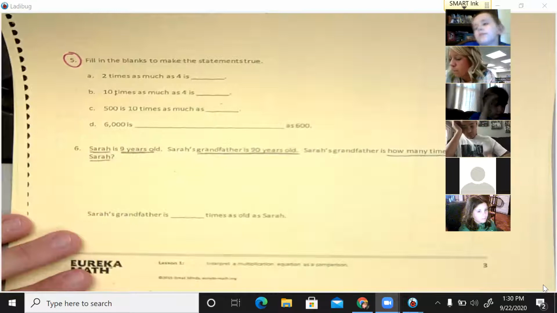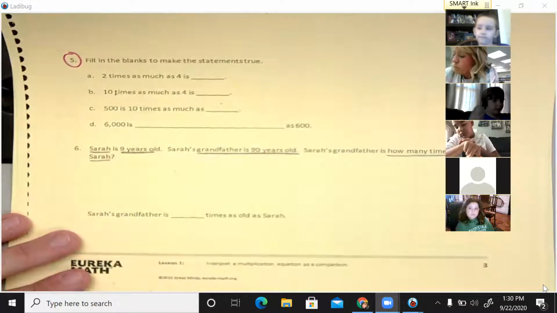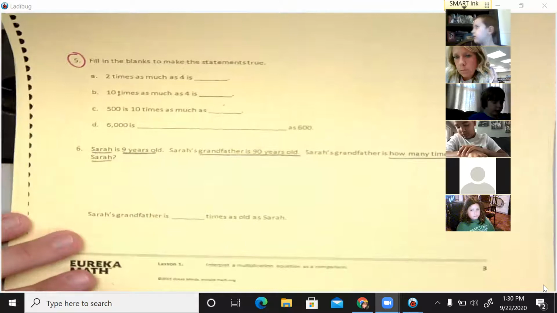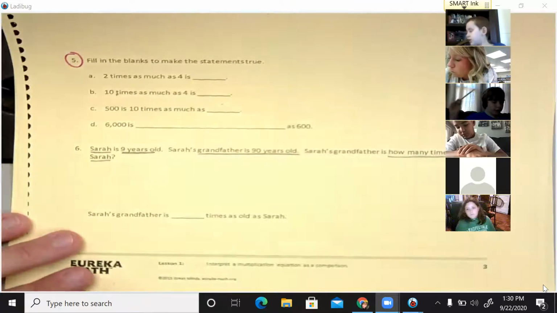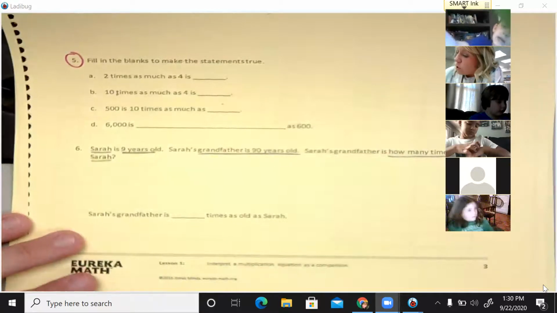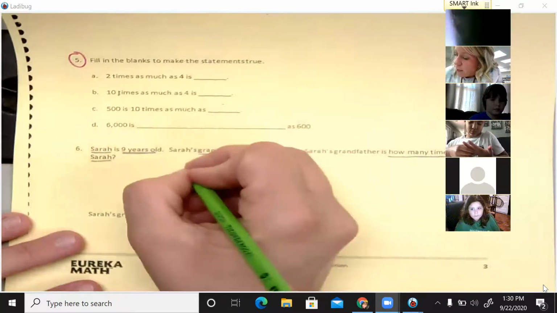Okay, Seth, what do you think? 10. Okay, tell me why you think that. Because when you bundle these up, when you have 9 columns and you bundle them up to the tens, that's 9 times 10. Okay, so Seth said 9 times 10, so I might do this.